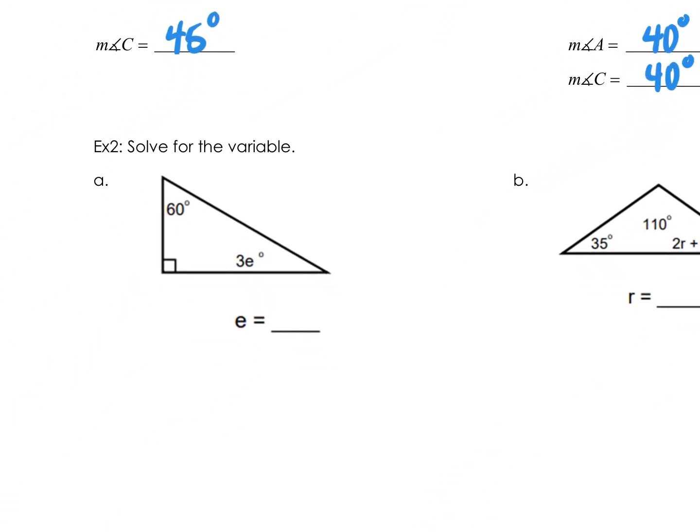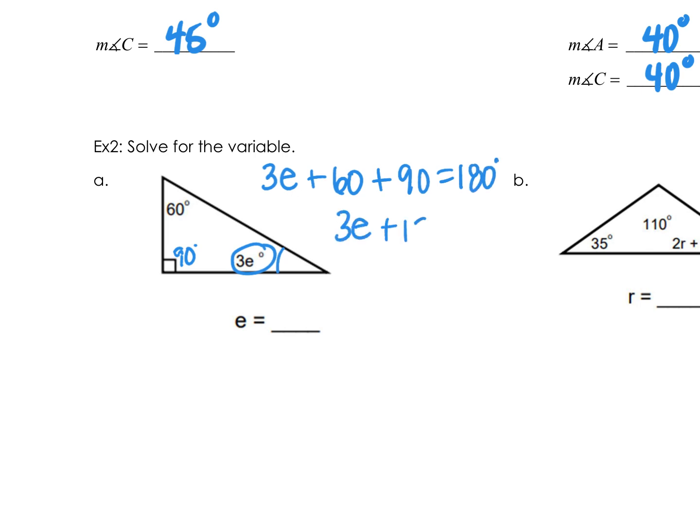Okay. So now we're doing the same thing, but instead of just solving for a missing angle, we're going to throw a little bit of algebra in there, but it's still exactly the same thing. Okay, so we know that our angles need to add to 180 degrees, and this angle now is just the quantity 3e, and we want to solve for e. So 3e is one angle, plus 60 is another angle, plus this is a 90-degree angle. Add to 180. Collect like terms. Subtract 150. And we get that e is equal to 10.